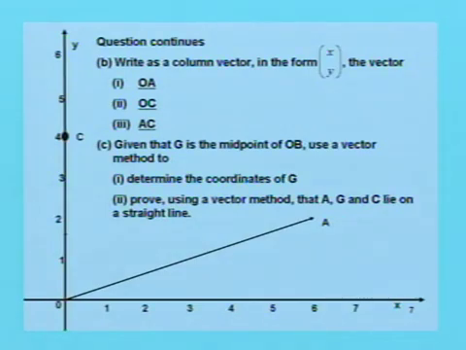The question continues here. Part B. Write as a column vector in the form (x, y) the vector OA, vector OC, vector AC. Part C of the question. Given that G is the midpoint of OB, use a vector method to 1. Determine the coordinates of G, and part 2. Prove using a vector method that A, G and C lie on a straight line.